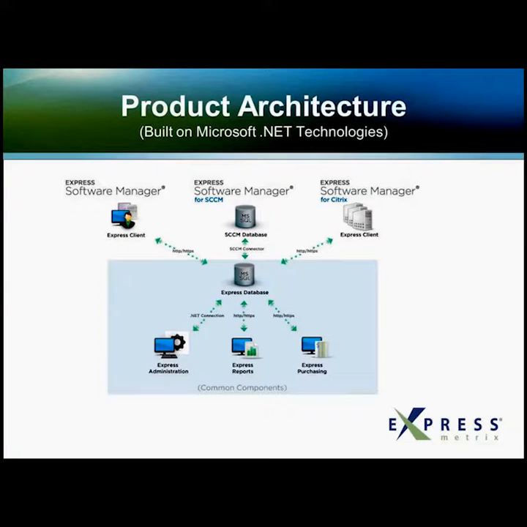In the middle of the upper diagram, you'll see Express Software Manager for SCCM. The only difference there is we're not using our client. We're using a connector to pull data out of SCCM. And then on the far right, Express Software Manager for Citrix uses our client. It works identical to the flagship product. So from a client perspective or a collection perspective, that's where things are different. But everything in the gray box is identical in all versions of the product.